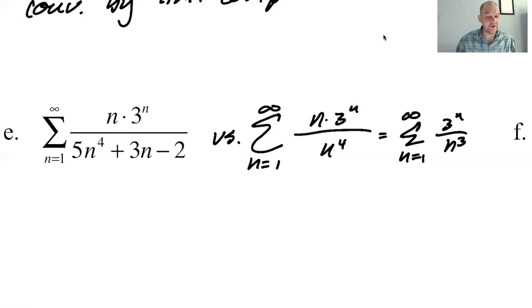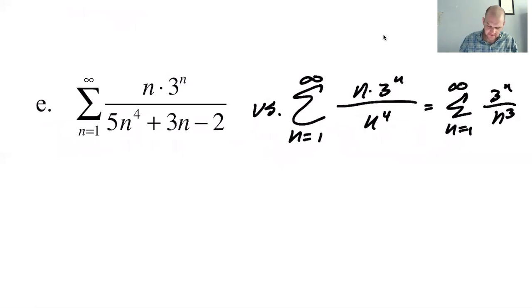We do know what happens to that though, because why do we know? Oh, the limit's not 0, right? The limit of 3 to the n over n cubed is infinity, which means the limit's not 0, therefore by the nth term test for divergence, this definitely diverges.